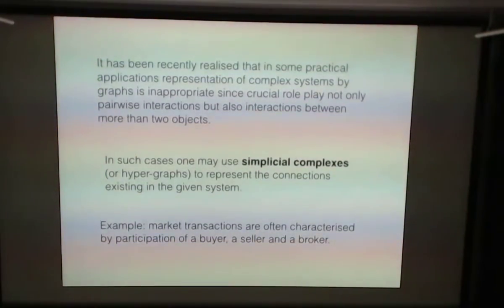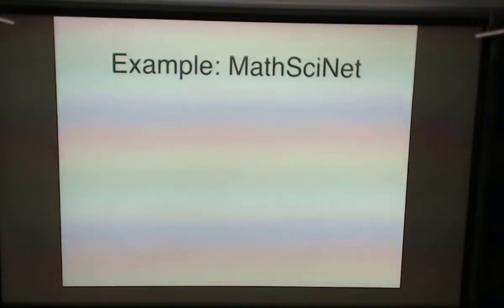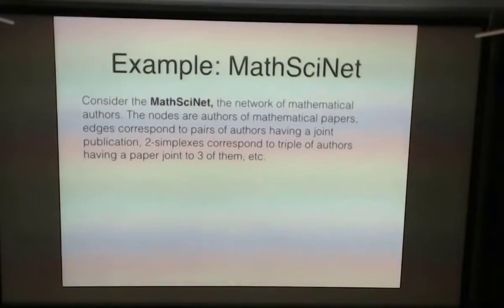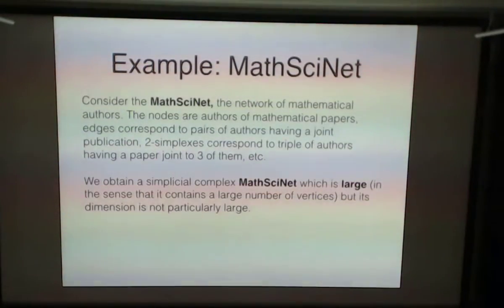So there are 3 participants involved. And I have another example here, which is familiar to people in this room, MathSciNet. MathSciNet is a database of mathematical authors. So we have nodes represented by mathematicians, all of us, and we can view it as a simplicial complex.